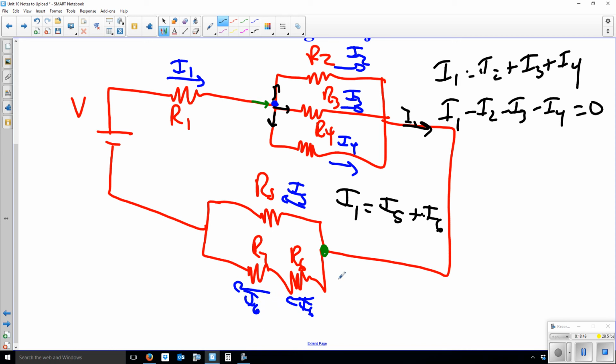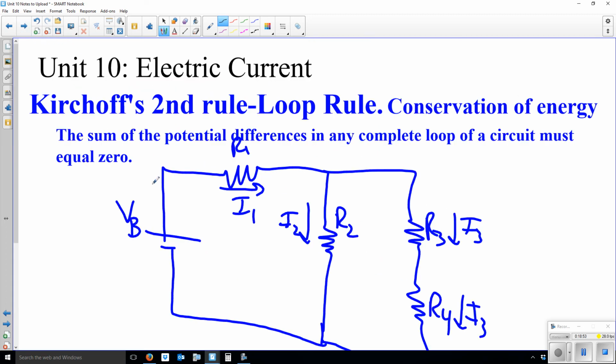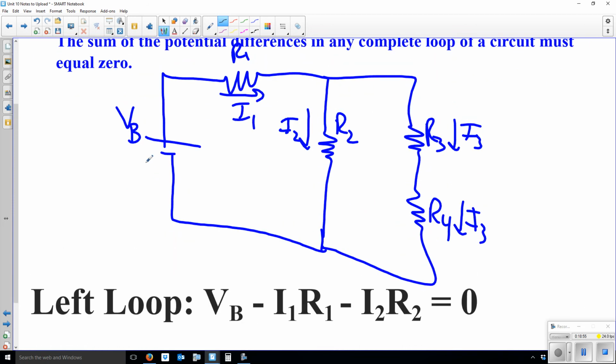Second rule is the loop rule. So if we take this left loop, if we start kind of right here, and we go through this first sort of middle path there. If we're taking that path, if we go through the battery from negative to positive, we gain that voltage. And then if we go through this resistor, we lose whatever voltage that is. We lose that voltage here. And when we get back to the same place, we must have a voltage of 0.